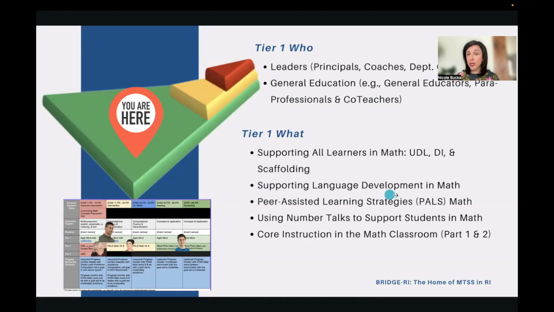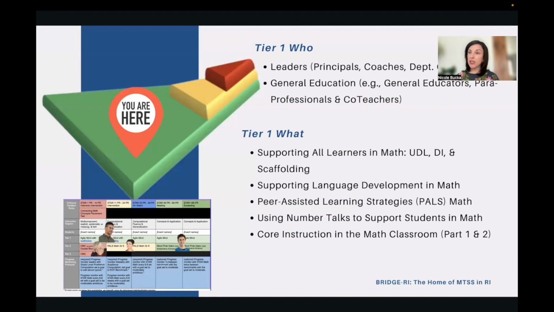We also have supporting language development in math, which are language scaffolds, also super helpful for multilingual learners. And peer-assisted learning strategies can be used at the tier 1 level class-wide if you have a core instructional need, like if you have many students falling in that at-risk category, too many to be only intervention. And there's more. These courses at the tier 1 level are best for principals, department chairs, math coaches, general education teachers, and co-teachers, including paraprofessionals.